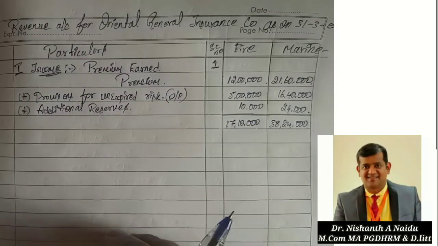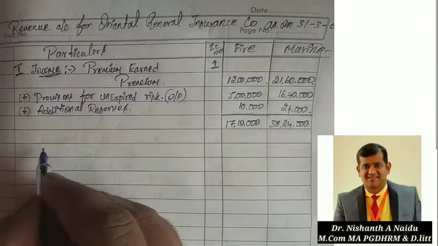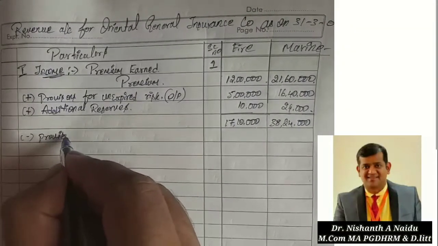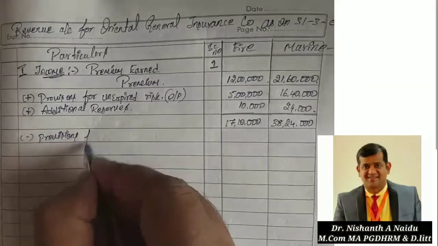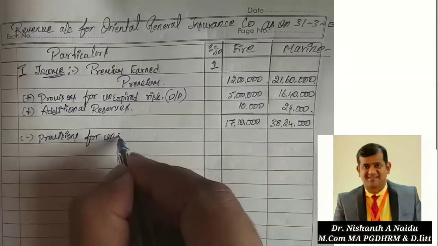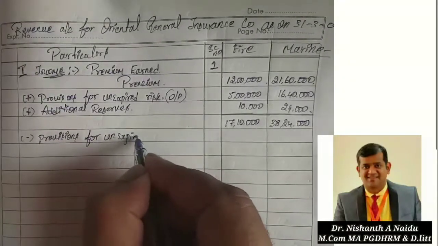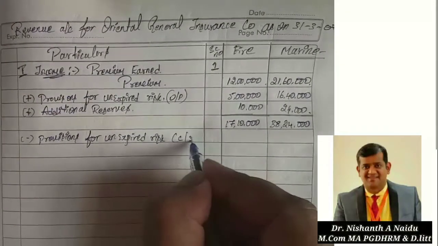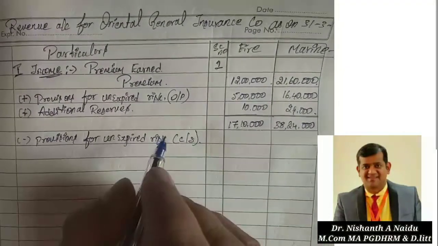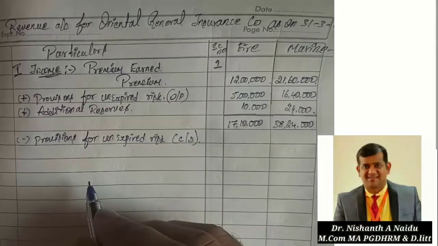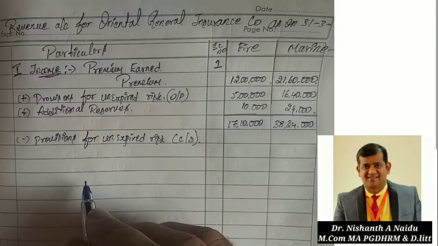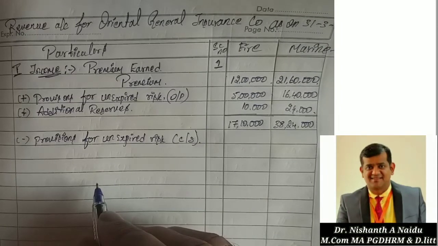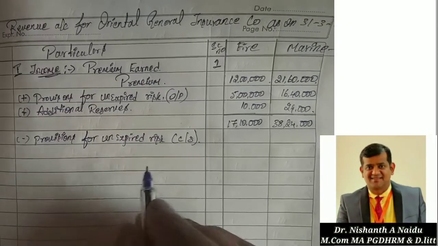So next, less provisions for unexpired risk. Unexpired risk is going to be a closing balance. So that is said directly: 50% for fire and 100% for marine. Correct.